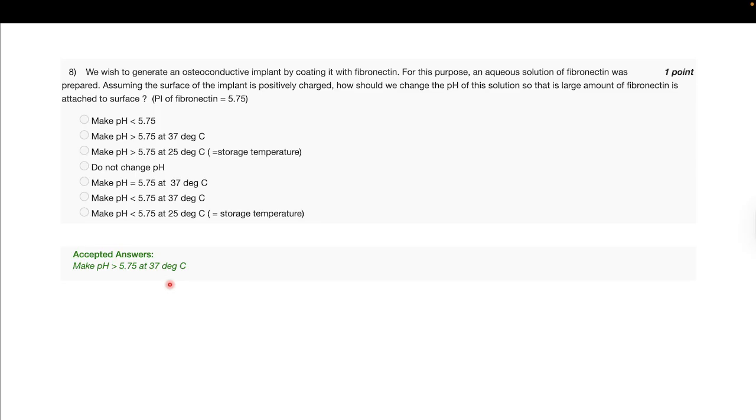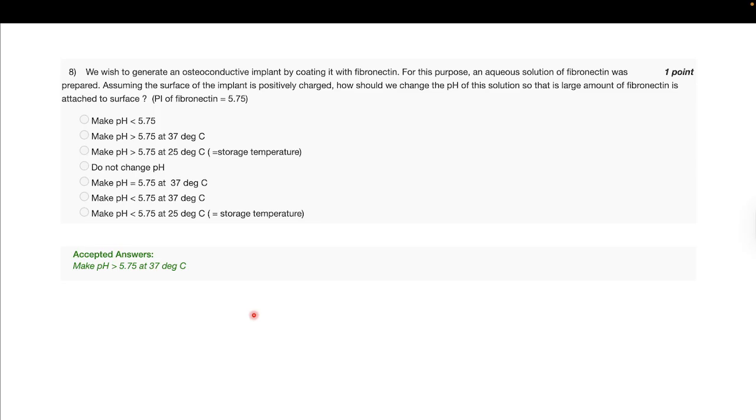So let's understand the question first. You have an implant, and you for sure know that the implant has a positively charged surface. The purpose is coating fibronectin over this positively charged surface. So the most logical thing that we know for sure is that the fibronectin has to be negatively charged, so that maximum amount of this negatively charged fibronectin then gets coated over the positively charged surface.